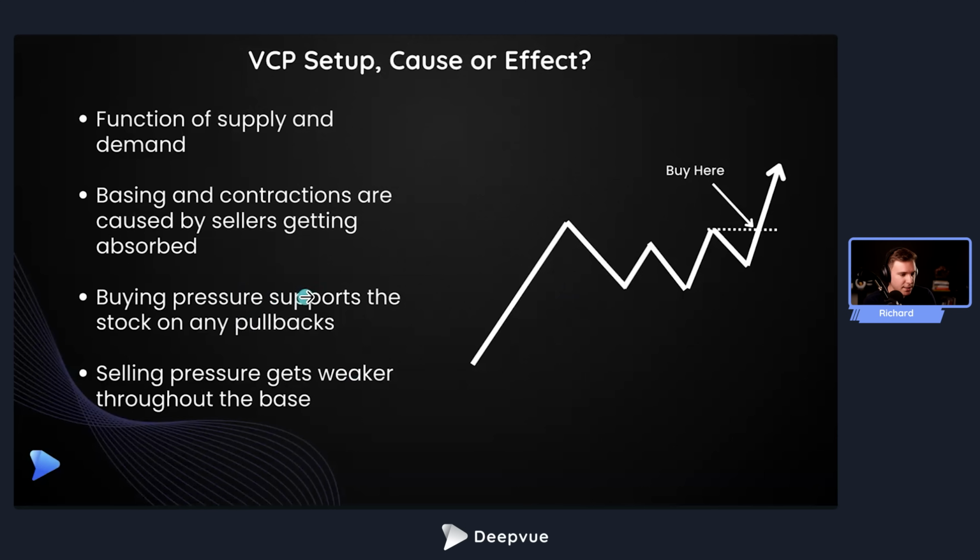So as I mentioned, basing and contractions are caused by sellers getting absorbed. Buying pressure supports the stock on any pullback on these legs down, and then selling pressure gets weaker throughout the base, and that's what often leads to the higher lows as the stock approaches these all-time highs, and then the eventual formation of the VCP pattern, and then the breakout through that pivot.